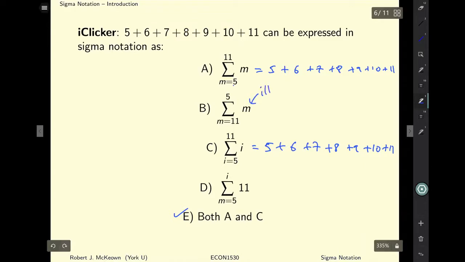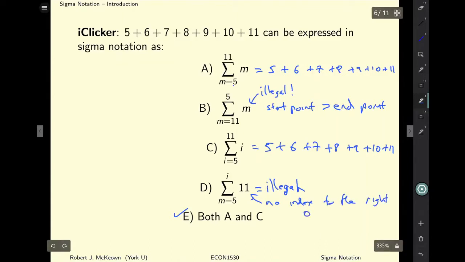What about this one? Well, this is illegal. The start point is bigger than the end point. Right, so B is not a great answer. What about this one? Well, this is illegal as well. There's no index to the right of sigma.